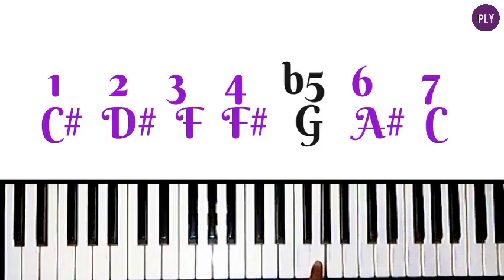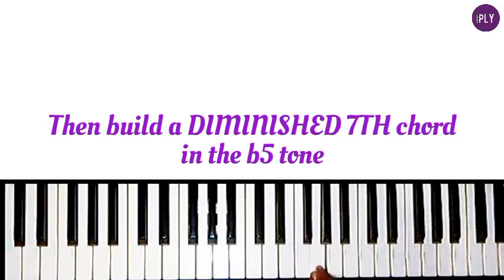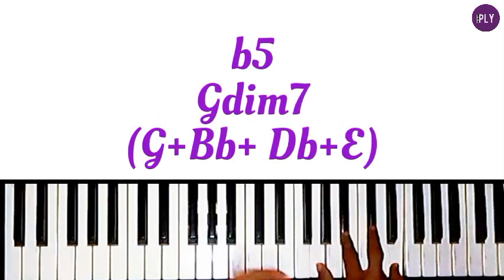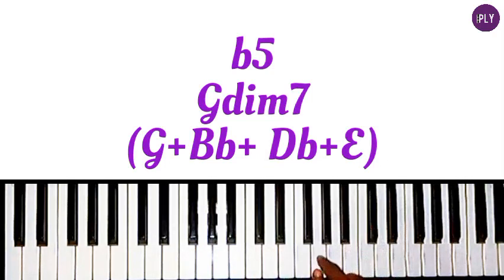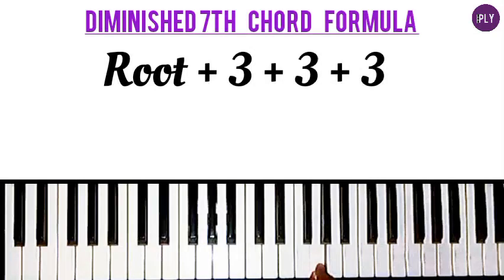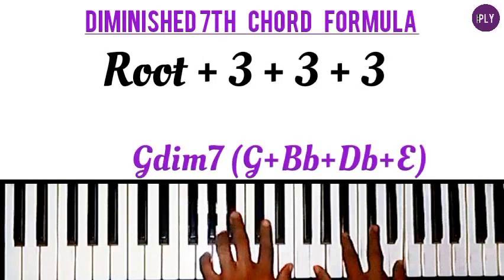Okay. So what we're now going to do is build the diminished seventh chord on this flat 5 tone, which is the G diminished seventh chord. To build a diminished seventh chord, it's very simple. Remember, you hold the root, which must be the key you want to build the diminished seventh chord off. Then you count 3 semitones, 1, 2, 3, to get the second note of the chord. 1, 2, 3 to get the third note of the chord, and count again 1, 2, 3 to get the fourth note of the chord. So this is the diminished seventh chord of the flat 5 tone.